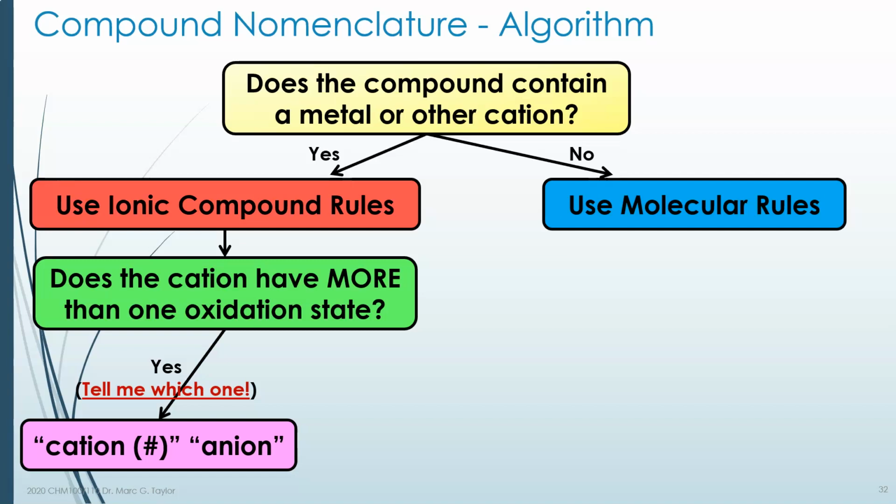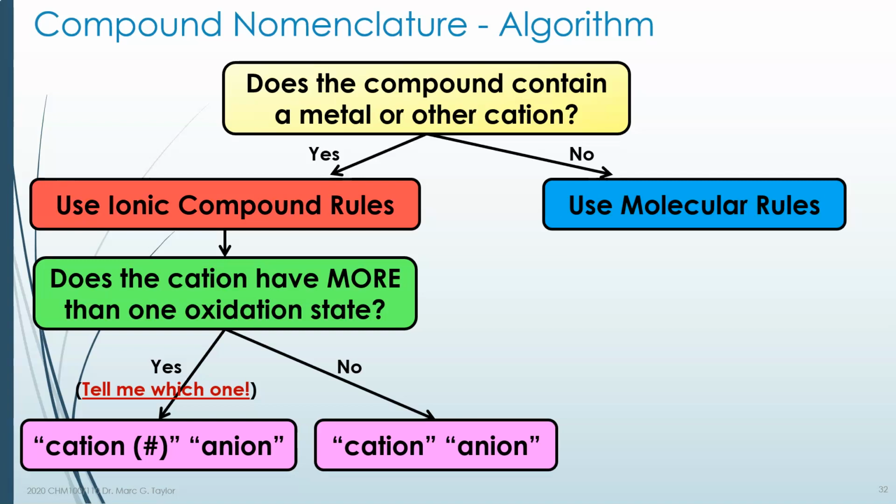The way you would name the whole ionic compound is you always name the cation, then name the anion. So if there's only one choice, you just say the name of the metal, which is the name of the cation, and you say the name of the anion. But if there's more than one choice for the cation, you have to tell me which one it is with a Roman numeral. It's as simple as that. Name the cation, name the anion.